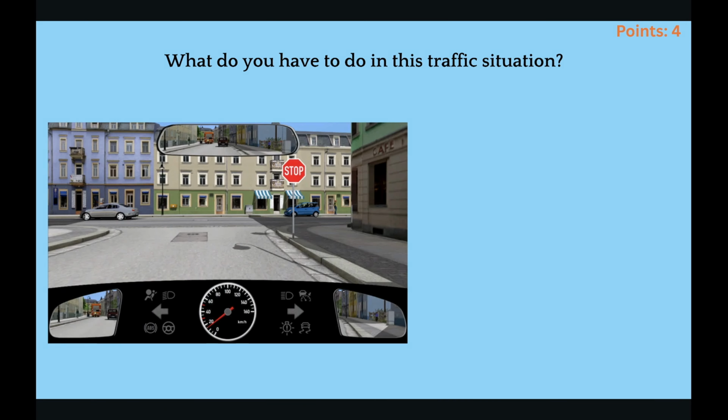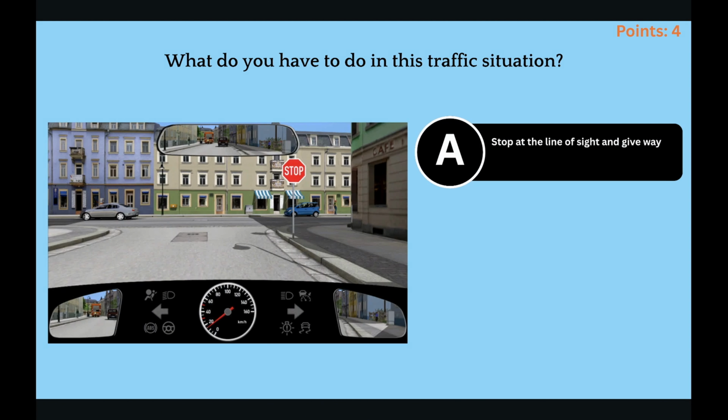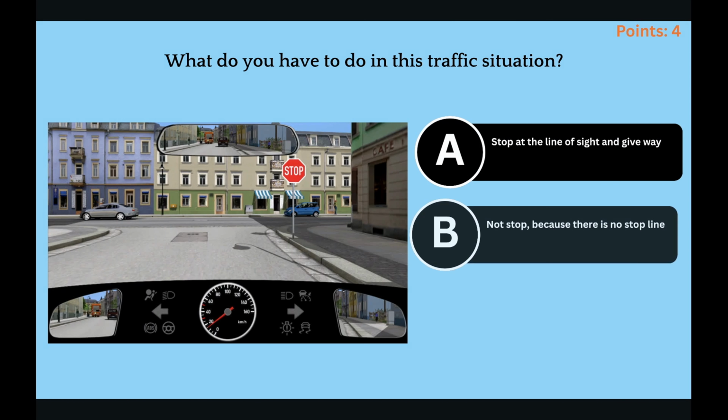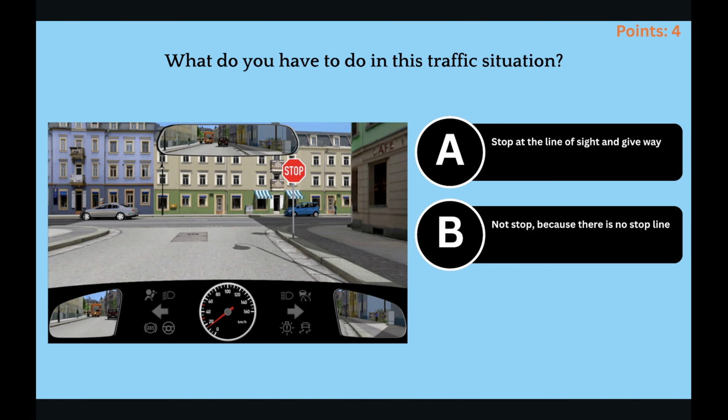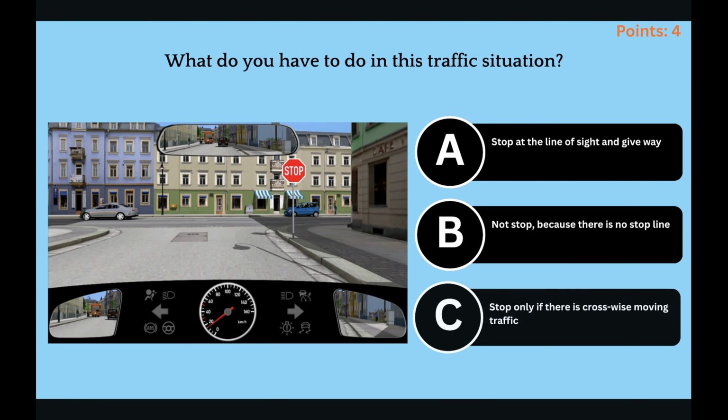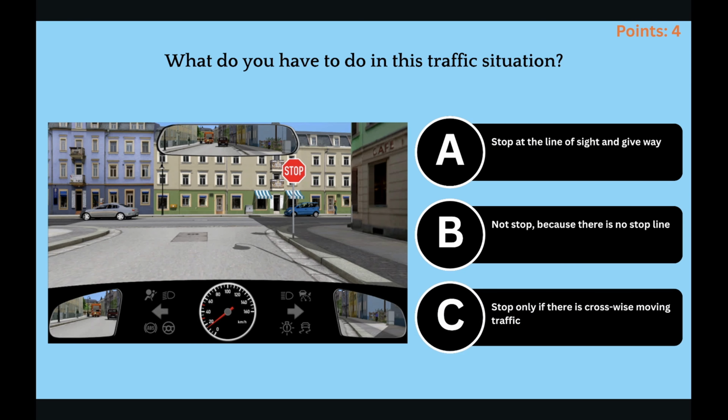What do you have to do in this traffic situation? A. Stop at the line of sight and give way. B. Not stop because there is no stop line. C. Stop only if there is crosswise moving traffic.